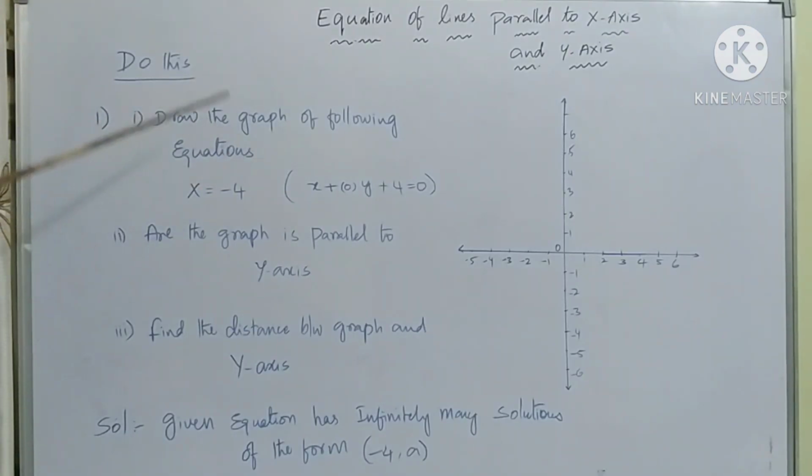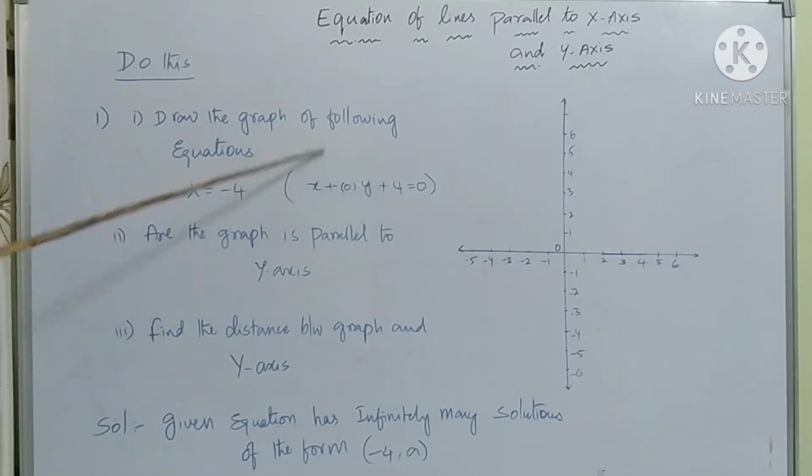This is our first problem to do. First problem: draw the graph of the following equation. This is x equals minus 4, with the y term being 0. Transposing, x plus 4 equals 0. This is also written as x plus 0 into y plus 4 equals 0. 0 into y term is 0. It is nothing but x plus 4 equals 0.